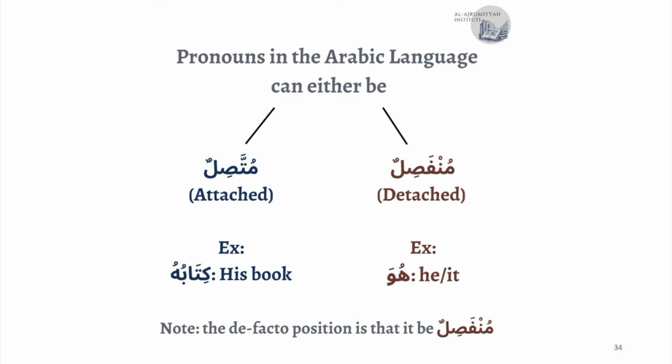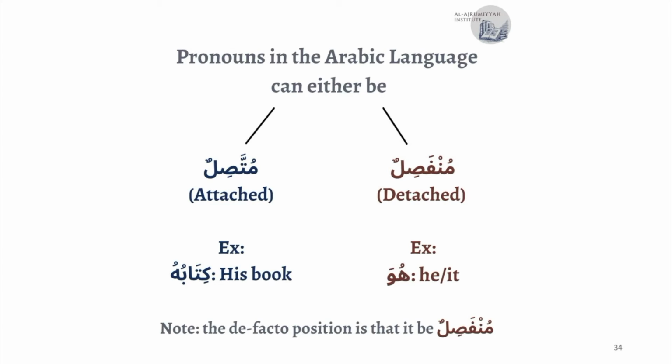Anyhow, when huwa is munfasil, it has its own specific form and a specific way of being said, which is huwa. But when huwa becomes muttasil, attached, it changes its form, and the way that we say it is a bit different. So kitabuhu means his book. It's the attached form of huwa. So as you can see, whether the pronoun is munfasilun or muttasilun determines how we say it, how we pronounce it and how we write it. So before we even start talking about pronouns in detail, we need to understand this.